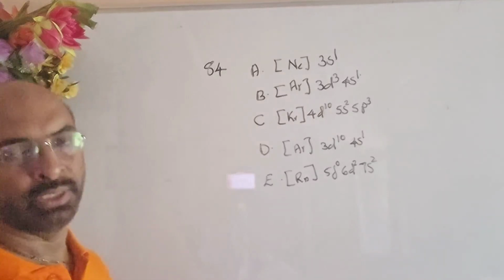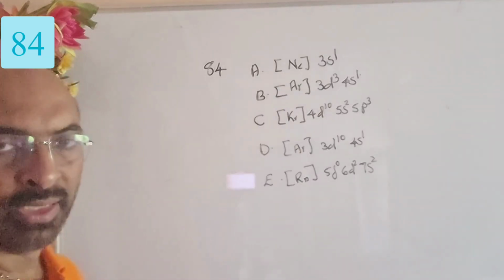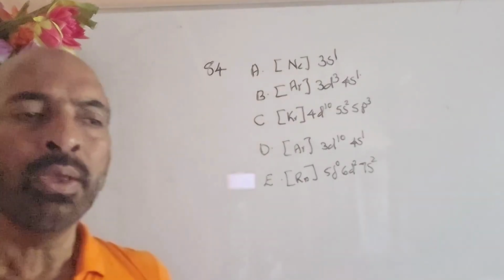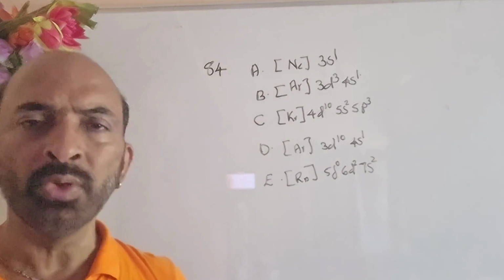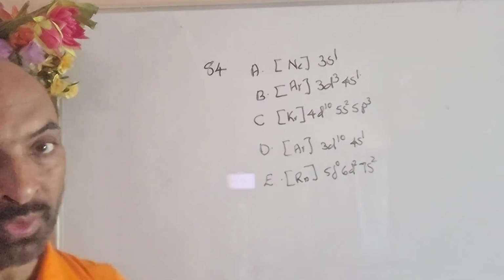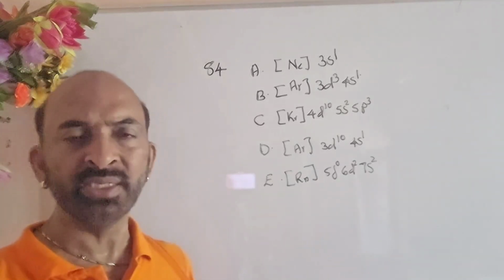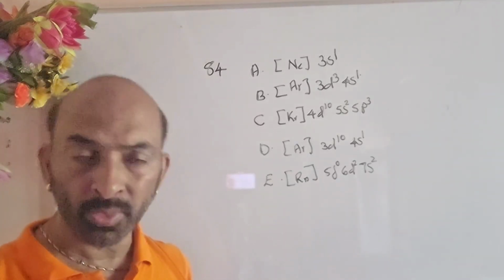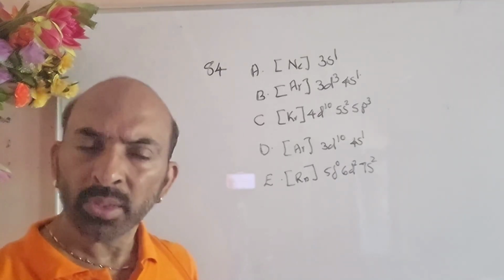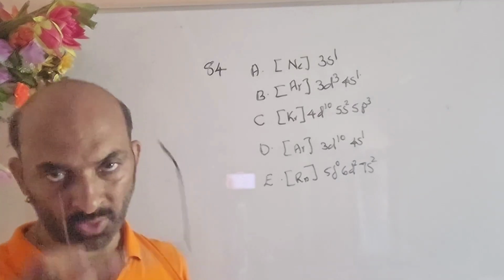The 84th question is from periodic classification of elements. See here, 5 elements are given with their valence configuration. From this valence electronic configuration, you have to identify them to be a main block element or not. Main block can be either S block element or P block element. If it is a D block element or an F block element, it should not be treated as a main block element.